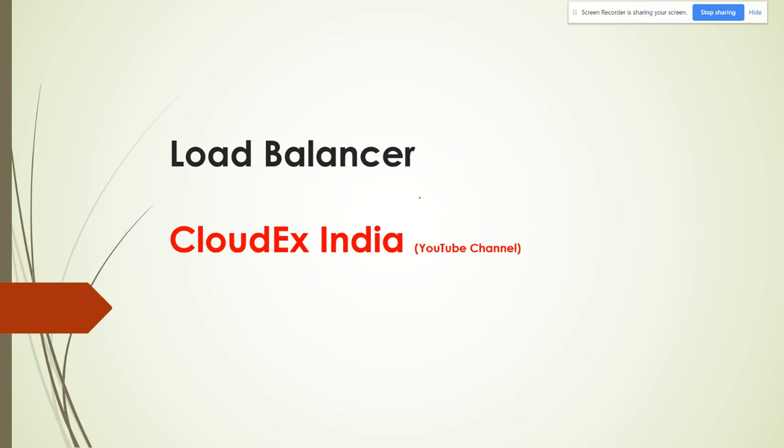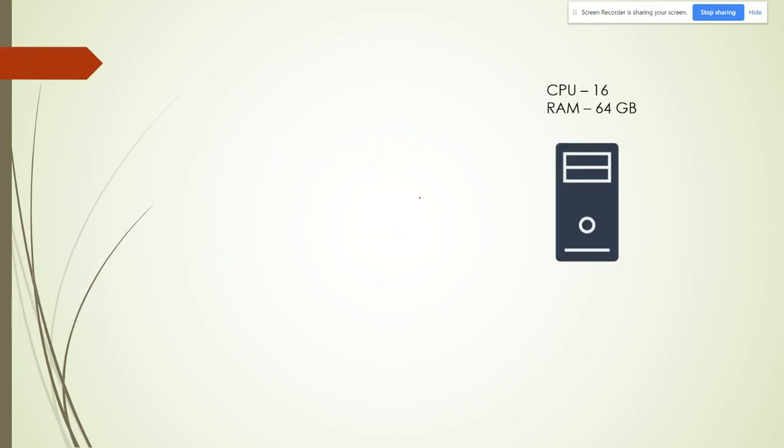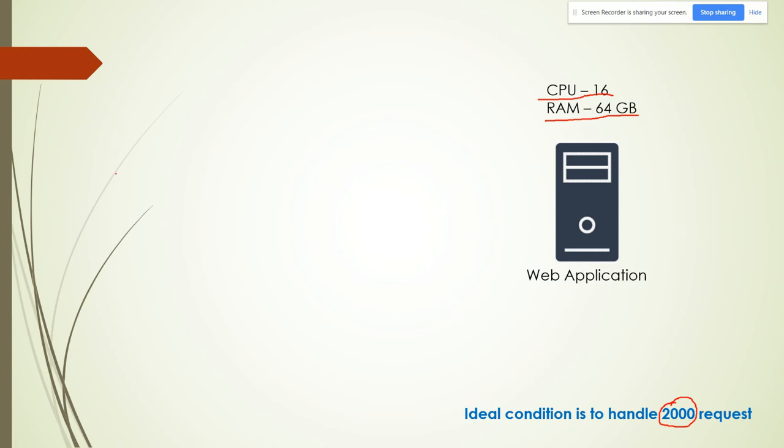Suppose you have a server which is your web application server, and the server configuration is 16 CPU and 64 GB RAM. And you assume, or as a technical person you expect, it can handle around 2000 requests. 2000 requests means the end user requests it can handle without any problem.